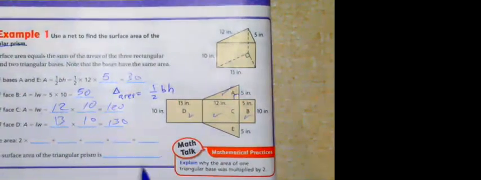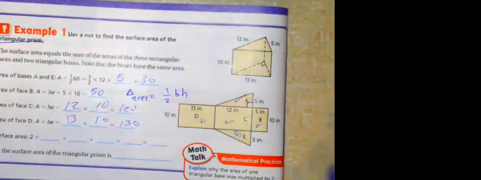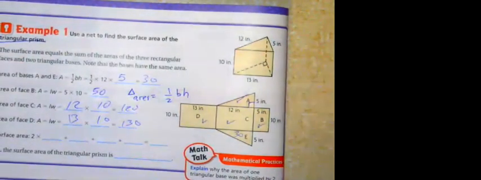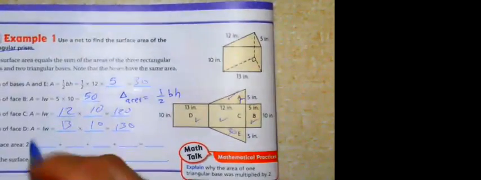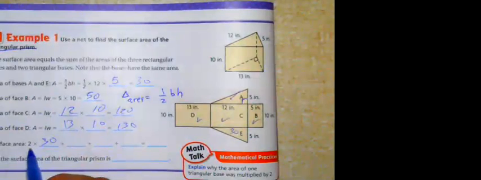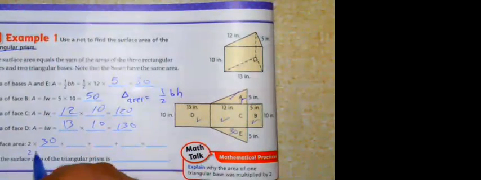Now going back, remember, it says the area of A and E. So this one's also going to be 30. So let's go ahead and add them up. So we have our 2 triangles. Remember, we got 2 triangles. That's why we're times it by 2. So we got our 2 triangles.